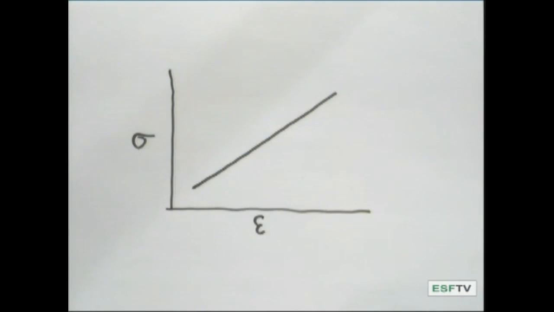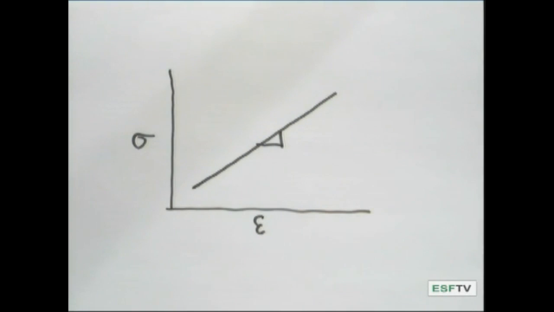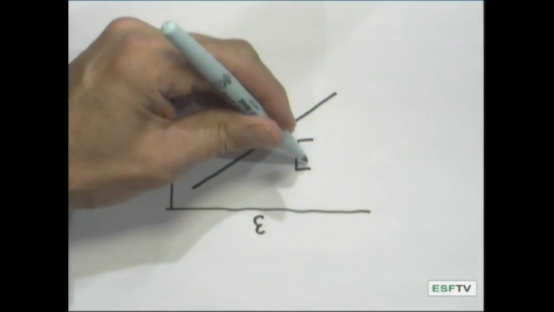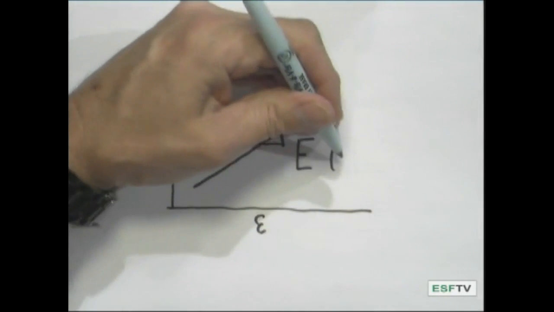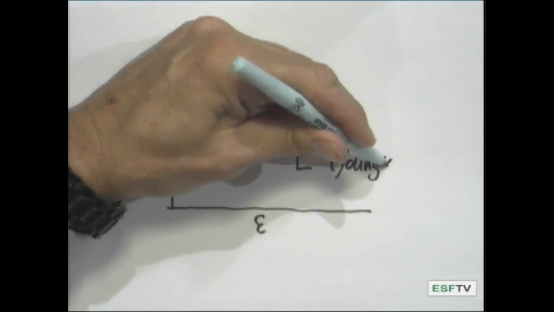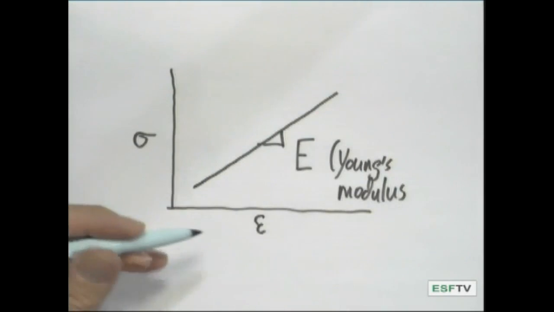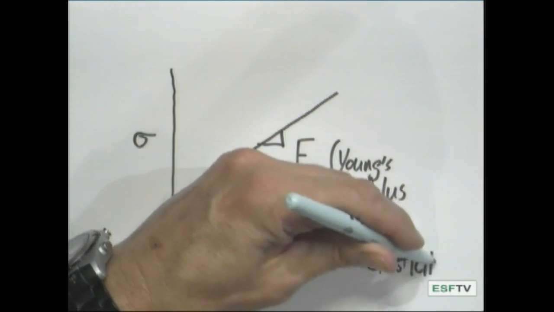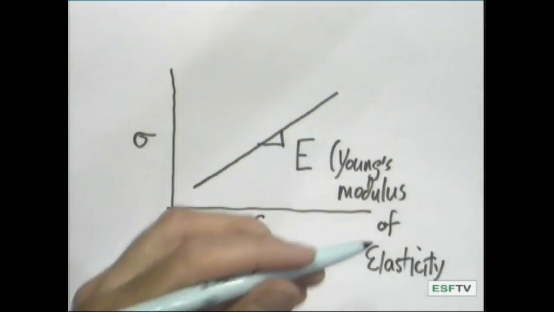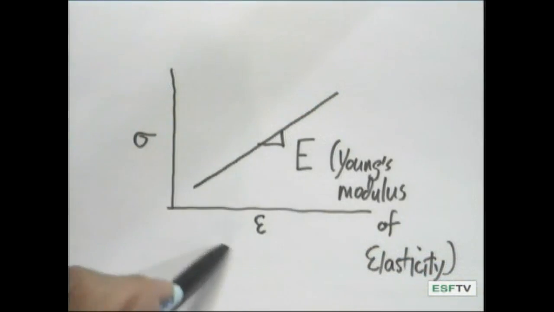And that linear relationship is embodied in a number that is calculated from the slope of that line. This is symbolized with an uppercase Roman E, and this quantity right here is known as Young's modulus of elasticity. Young's modulus of elasticity is the quantity that gives you the relationship between stress and strain in any kind of an object.